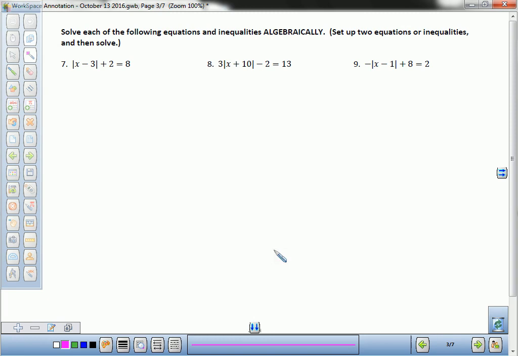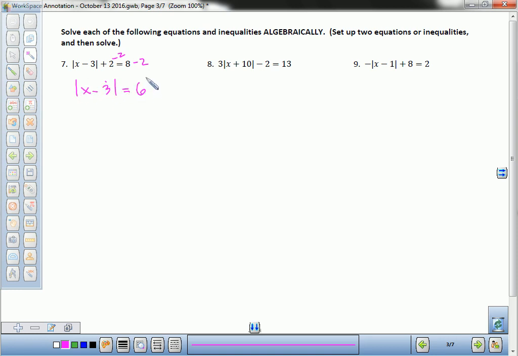Okay, so now you're asked to solve. I told you some steps yesterday in solving. So step 1 is to isolate your absolute value. Get your absolute value completely by itself. So when we do that, in this problem, it's just moving the 2 over, right? So then we have isolated our absolute value.